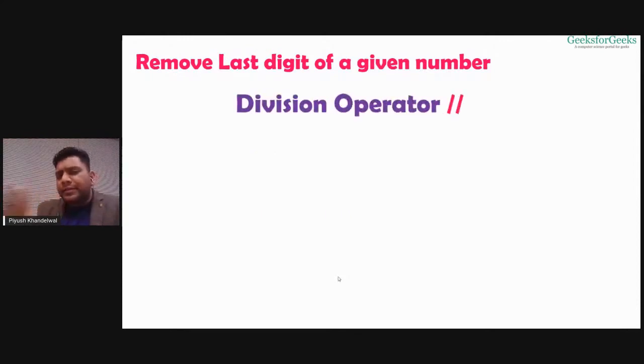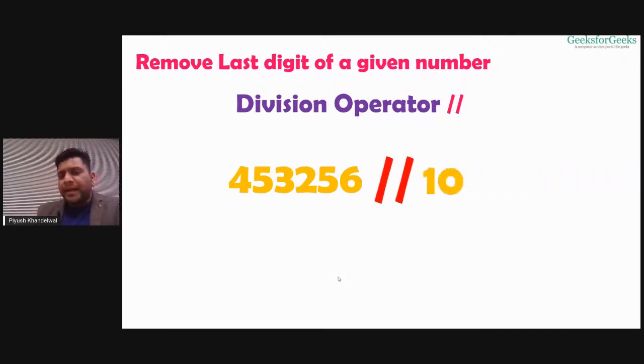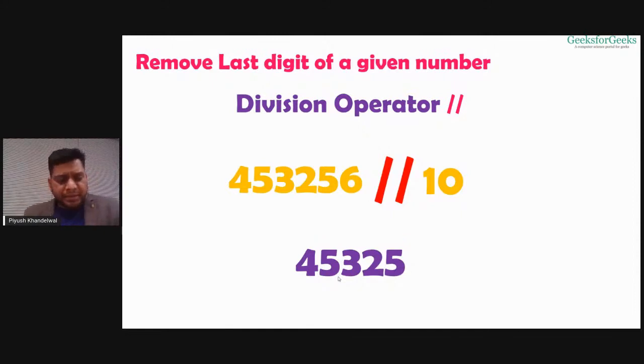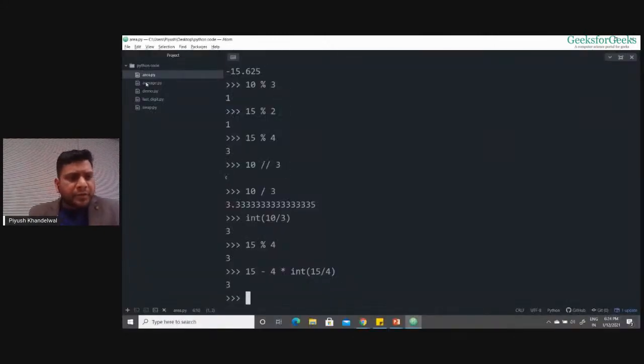Can you think of the integer division operator for this? Any idea? 453256 integer division by 10 will give you the number 45325. I can tell you this is not only applicable for 453256, it is applicable to any number. You take any number and perform integer division by 10, you will see that its last digit is gone, it's removed, right? Let me help you by writing a program for this.